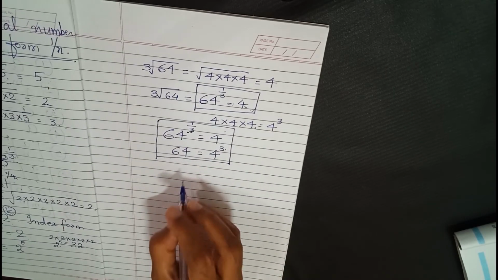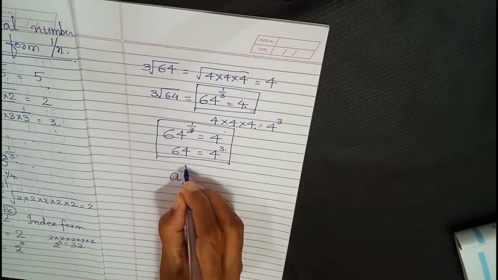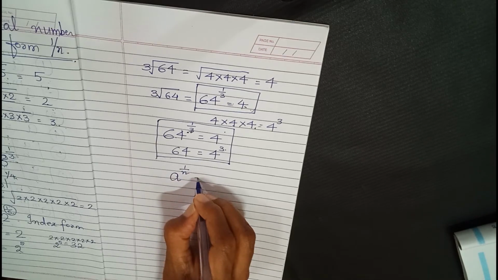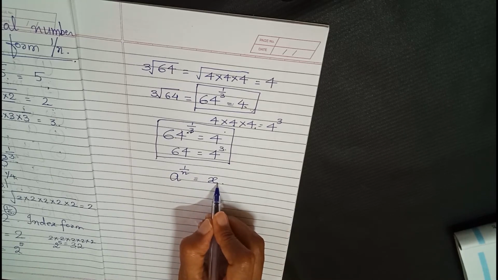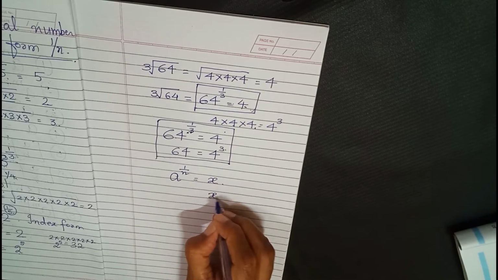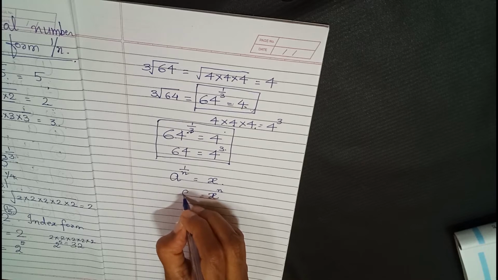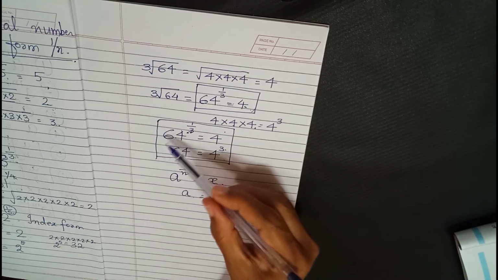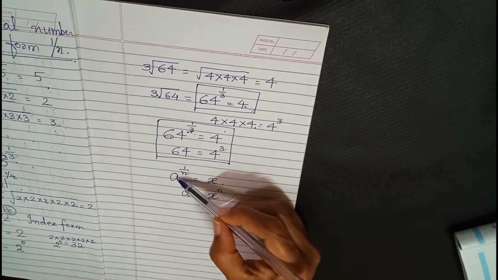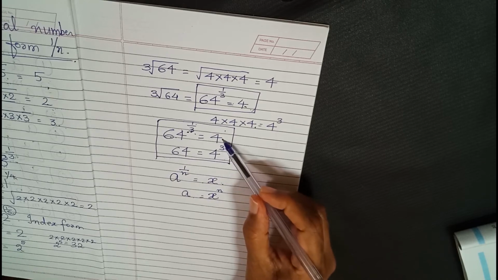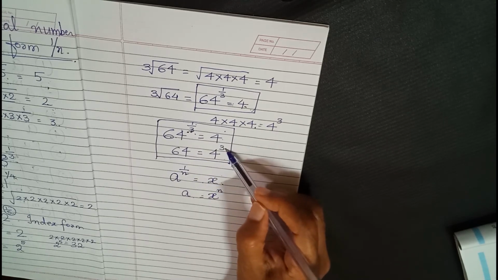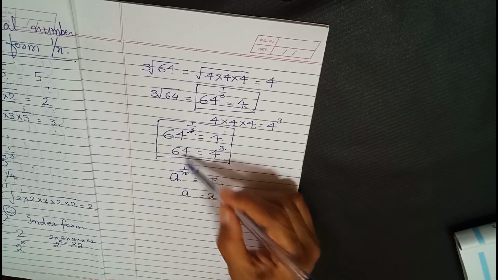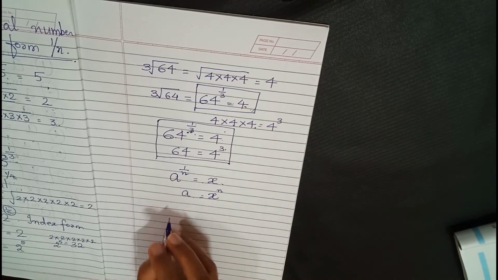So for example, now I can have a raised to 1 upon n, which will give me the root. This is the nth root of a, and the power will become the same. That is what is here. 64 raised to 1 upon 3 is the root which I got, and this root, if I put it as a power here, will give me the original base. Let's take one more example.